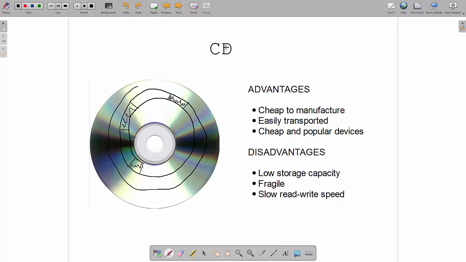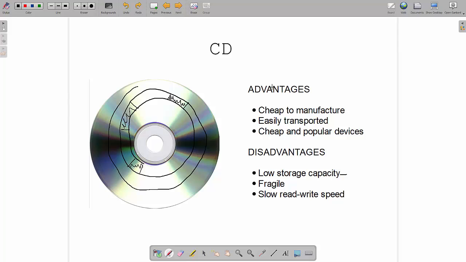The CD has a wide wavelength of light. What that means is that the grooves have to be bigger, compared to DVDs and Blu-rays. And therefore, because the grooves are bigger and the bumps are bigger, the CD can hold less data. So down here, you can see we've got a lower storage capacity compared to other media.